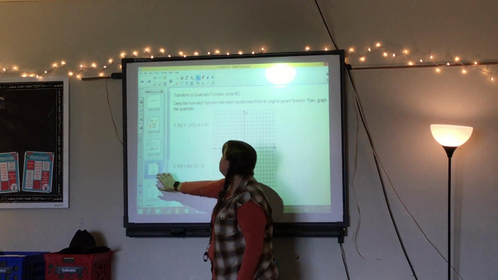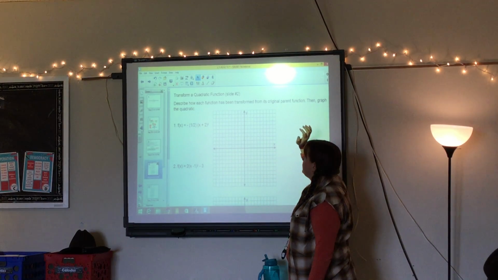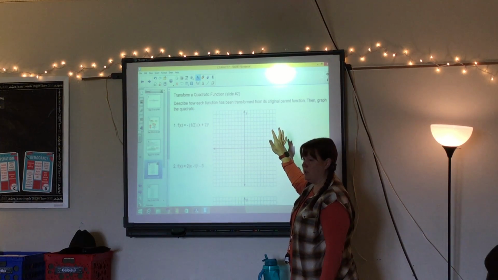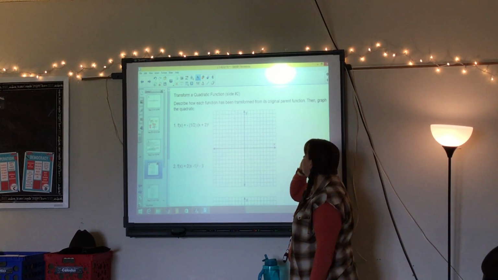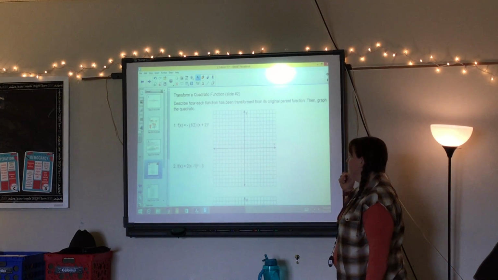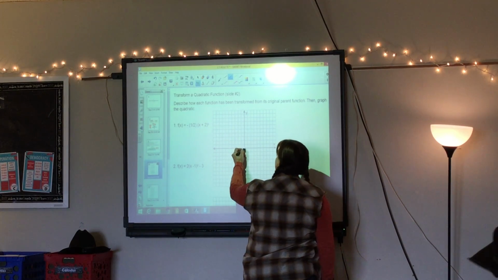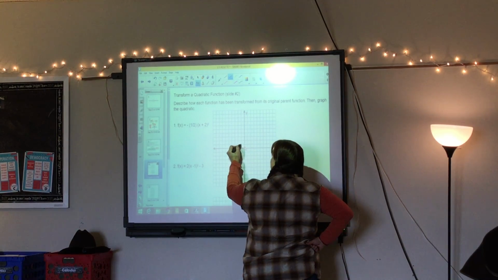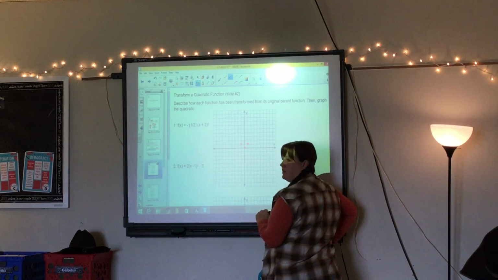So let's practice. First, we're going to figure out how it's transformed from the parent function. We'll graph the parent function, and then we're going to graph the new one. So let's start by graphing the parent function. The parent function starts at 0, 0, and our first point on the parent function is up 1 over 1, because 1 squared is 1.